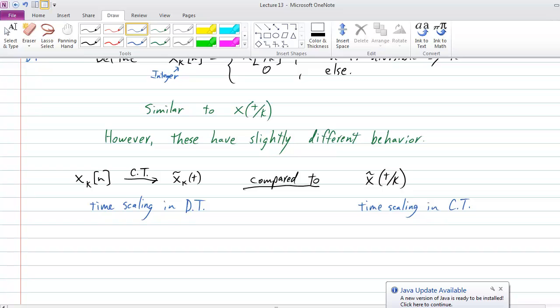Any questions about this? Yeah? Is there a reason we dropped that proof sign? Just because I was assuming k was positive. Sure. Any other questions about this? Yeah.